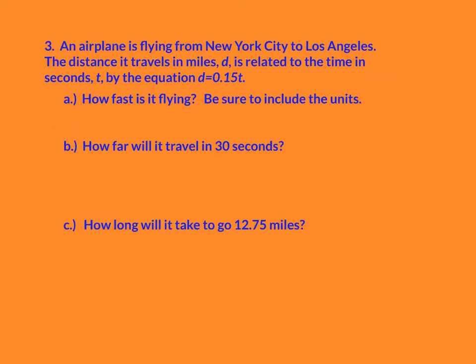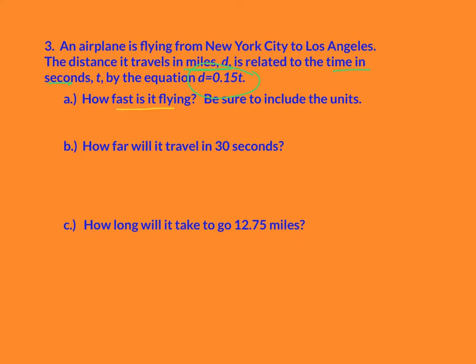Next problem. We have an airplane flying from New York City to LA. It travels a distance in miles of d related to time in seconds. And here's my equation, d equals 0.15t. So the first question basically is an interpretation of the equation. How fast is it flying? And of course we're going to include the units.